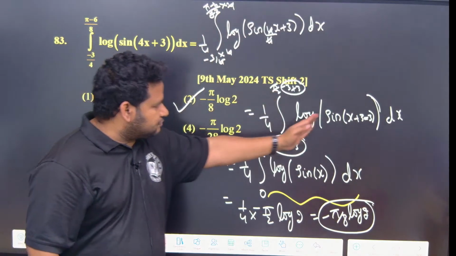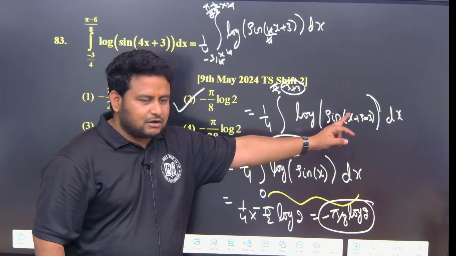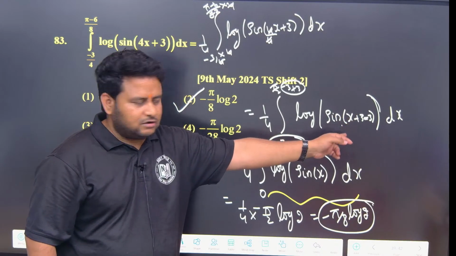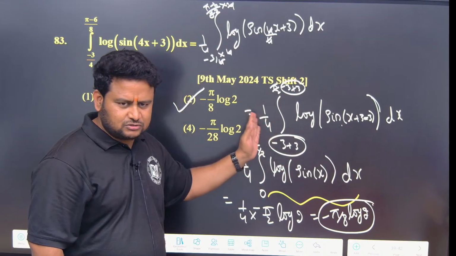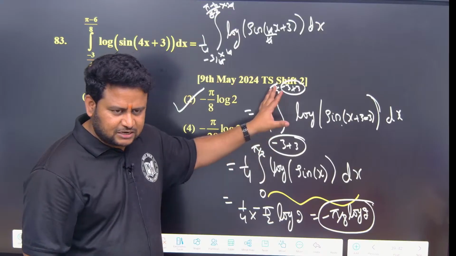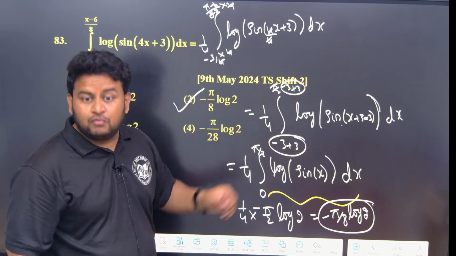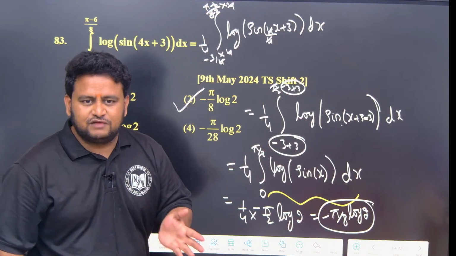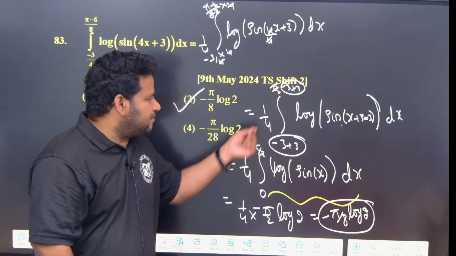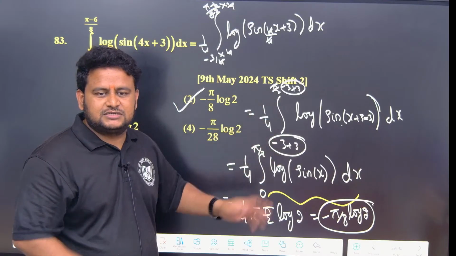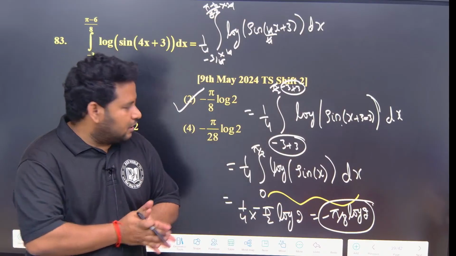Now for this, plus 3 is here and I want only x, so I will subtract 3 inside, and in the interval I will add 3. Outside nothing to be done. When it is addition or subtraction, it applies only inside and to the interval, nothing outside. When it is multiplication or division, if you multiply, you multiply outside, and if you divide, you divide outside. But for the interval it is the opposite: if you are multiplying, you divide, and if you are dividing, you multiply.